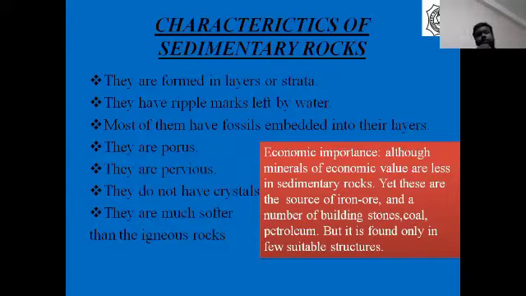Next, we find coal and petroleum in sedimentary rock, but they are found only in a few suitable structures. The minerals that are found in sedimentary rocks are not found in all the sedimentary rocks. They are found only in a few structures of sedimentary rocks.